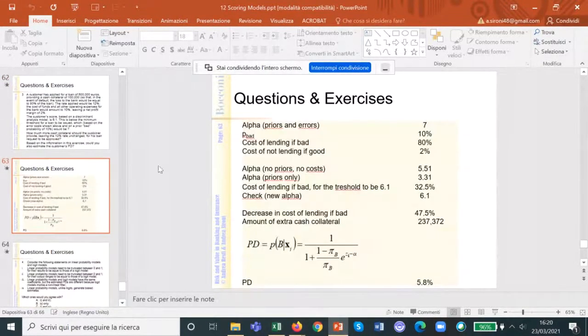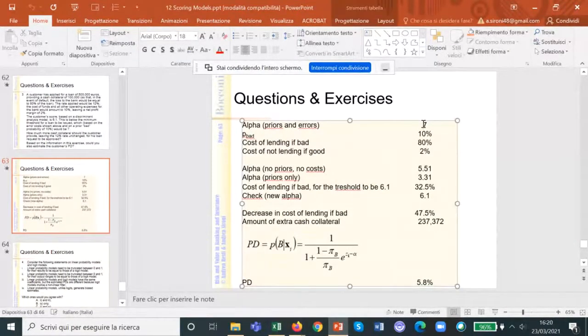So here are all the inputs. The threshold is 7. The prior probability of being bad is 10%. The LGD, so the cost of the first type of error, is 80%. The other one is 2%.